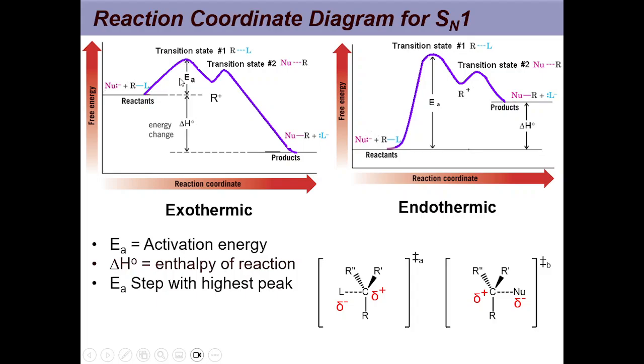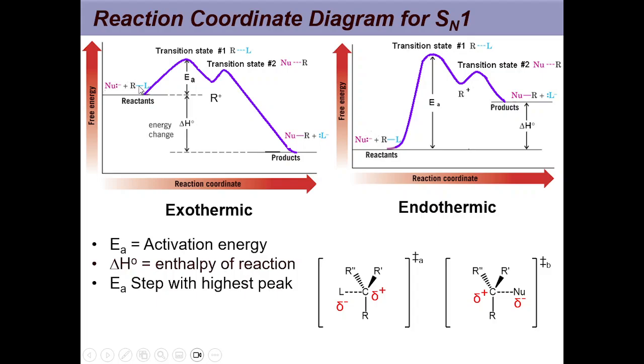to the first peak, that's the activation energy of the entire reaction, because that's the higher one. So we don't have to look at the second activation energy. The first activation energy determines how fast or how slow this reaction will be. The first transition state is when the alkyl halide, here represented by R, L. L is the leaving group, R stands for the alkyl group.